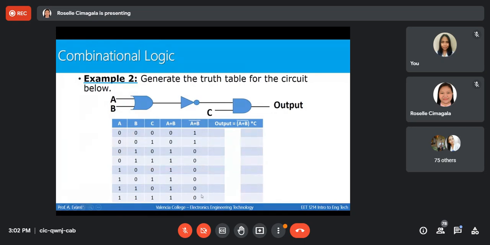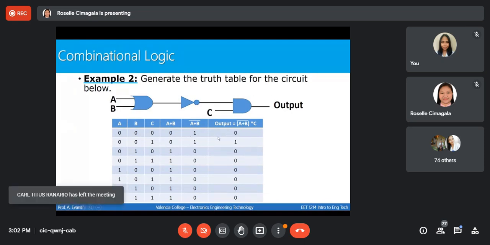Lastly, this column is going into the AND gate with input C. Now be careful here that you're looking at the correct columns. You're looking at input C as well as this column right here, and you're going to perform the AND function to get the output. And there's our output.